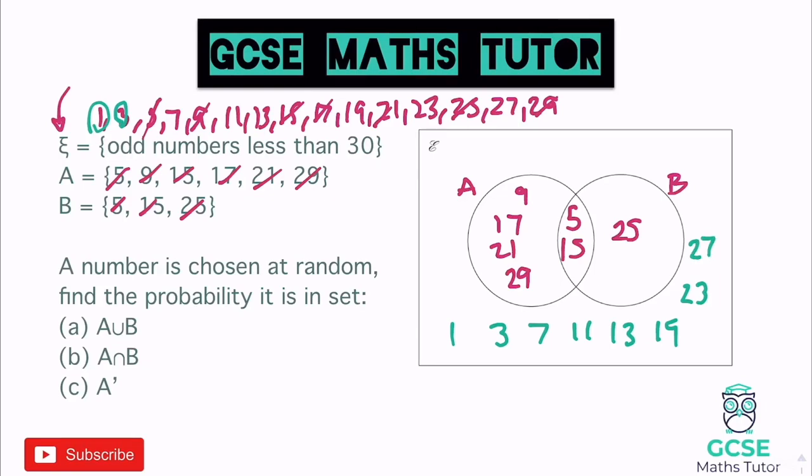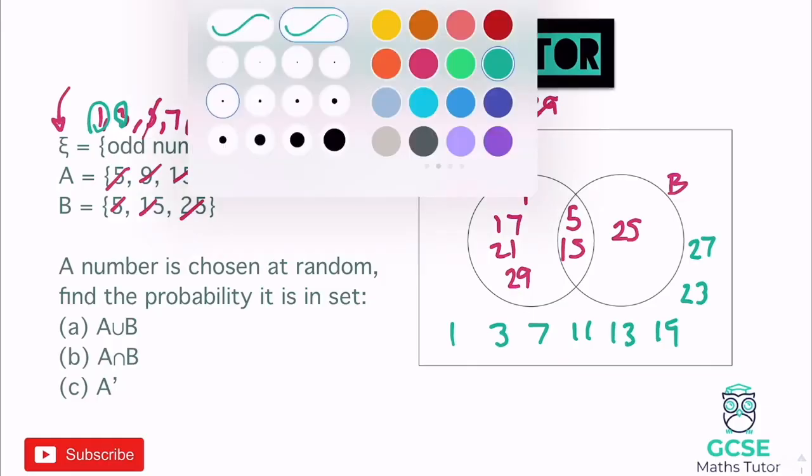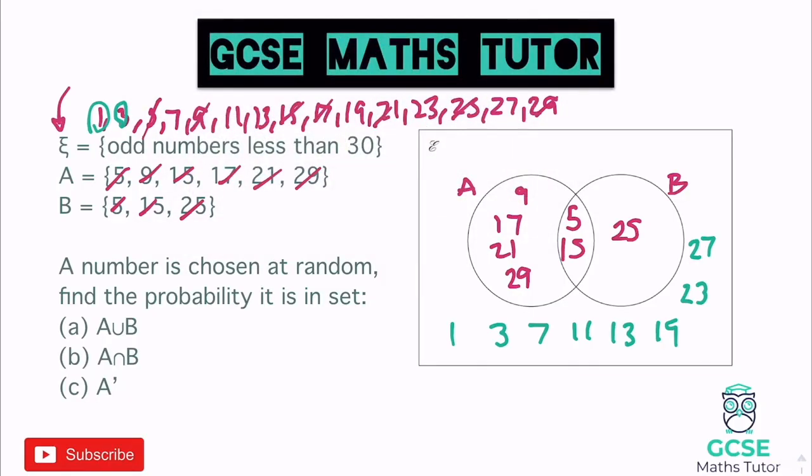Now we could be asked any sort of question on probability here, but I've put a little selection down the bottom. It says a number is chosen at random, find the probability that it is in set, and then we've got 3 questions to have a look at. So we've got 2 symbols that we need to know here. We've got the U, which is the union, we'll talk about that in a sec, and we've got the N, which is the intersection.